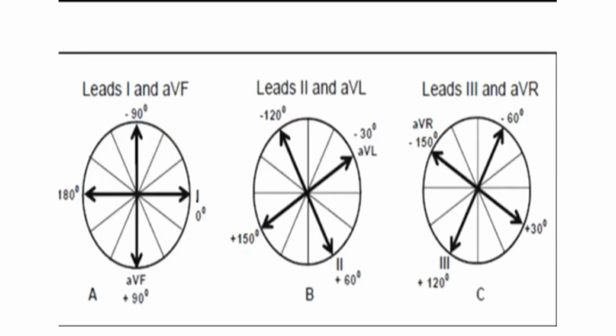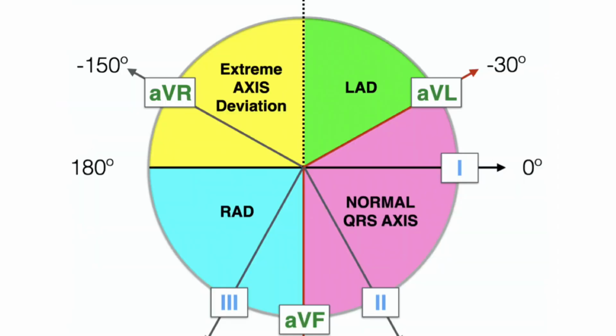As I said, axis calculation can be done from lead 1 and AVF, lead 2 and AVL, lead 3 and AVR. Means we usually use those leads which are perpendicular to each other. Most of the practitioners use lead 1 and AVF, and this is more easy for axis calculation.